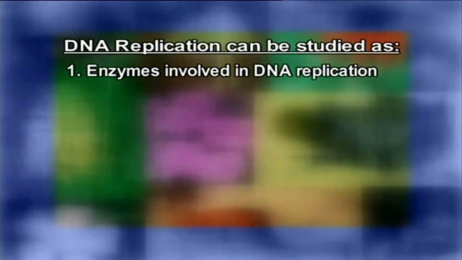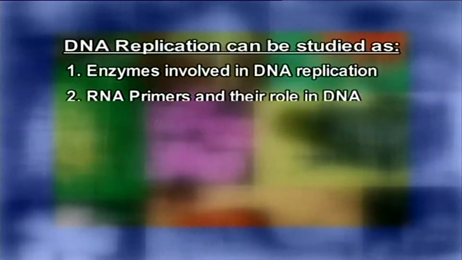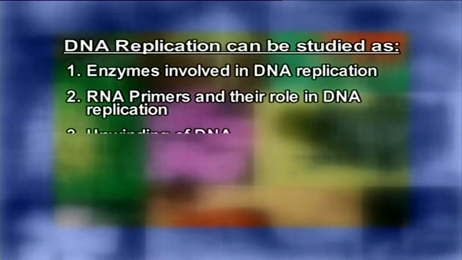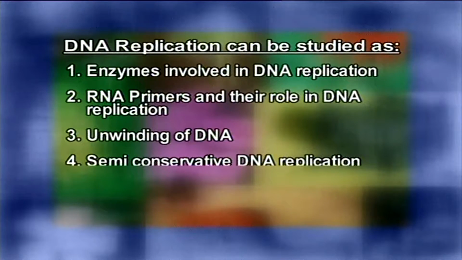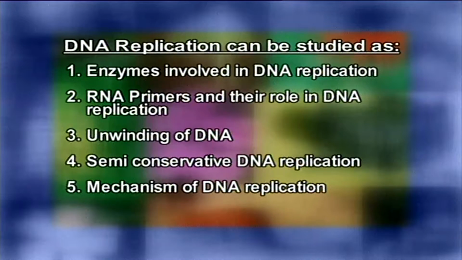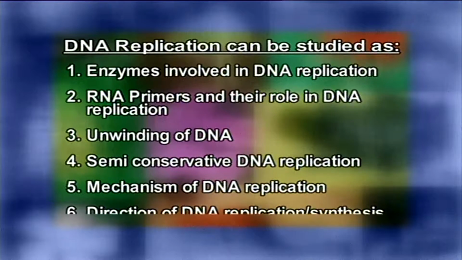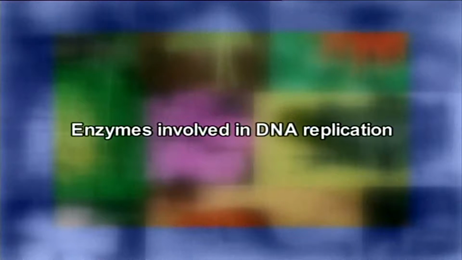DNA replication can be studied under 6 headings. 1. Enzymes involved in DNA replication. 2. RNA primers and their role in DNA replication. 3. Unwinding of DNA. 4. Semiconservative DNA replication. 5. Mechanism of DNA replication. 6. Direction of DNA replication or synthesis. Let's begin with the first heading, that is, enzymes involved in DNA replication.